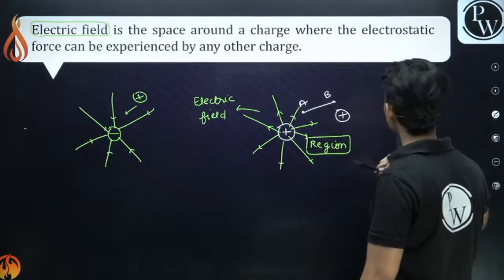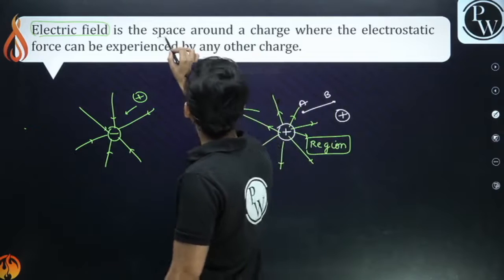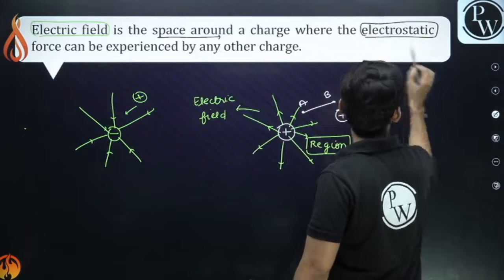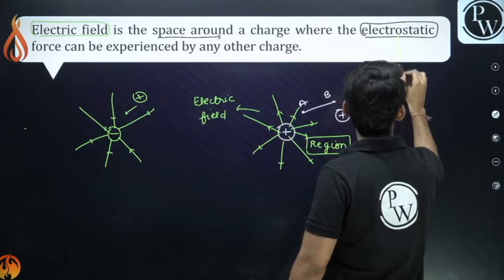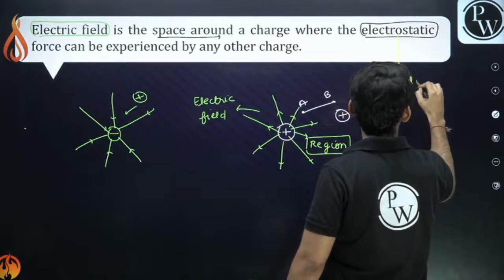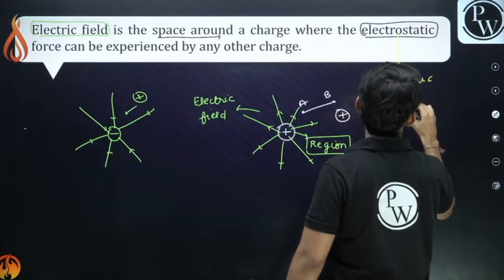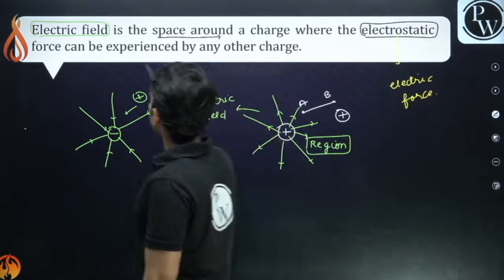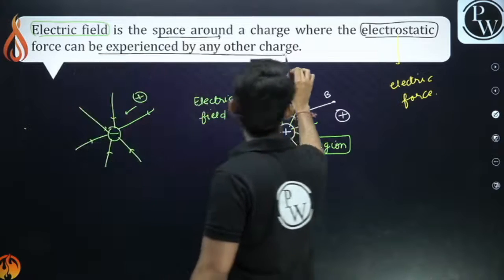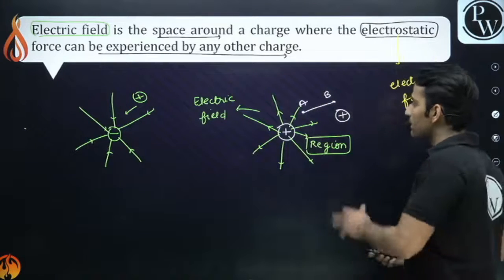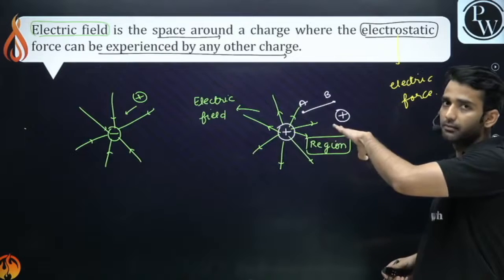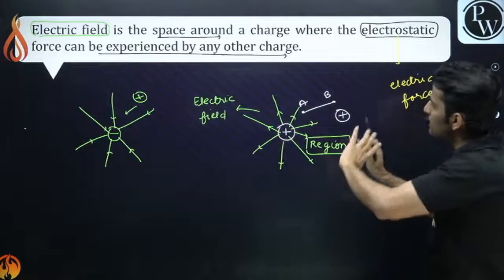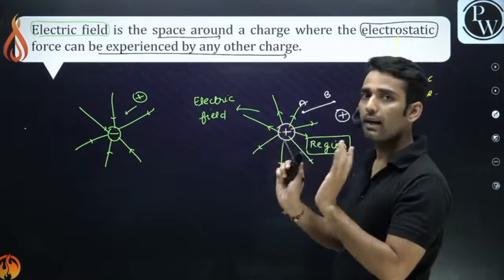Can you read the definition now? It is a space around the charge where electrostatic force, meaning electric force, that is, force due to charges, can be experienced by another charge. Don't get confused by this word. Obviously a charge will experience force due to another charge only. Both bodies should have some charge. Clear? So guys, this space around the charge is called electric field.